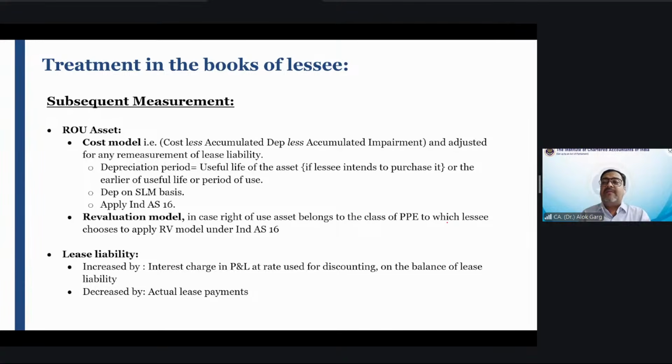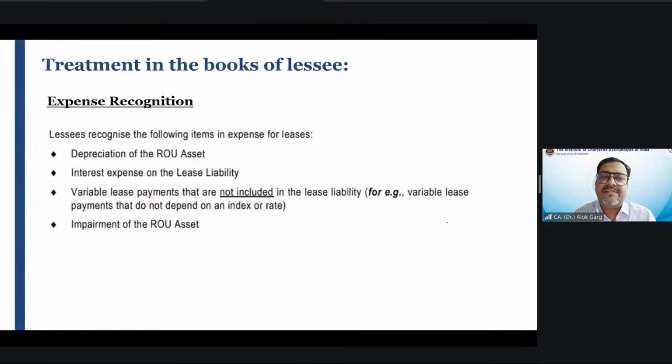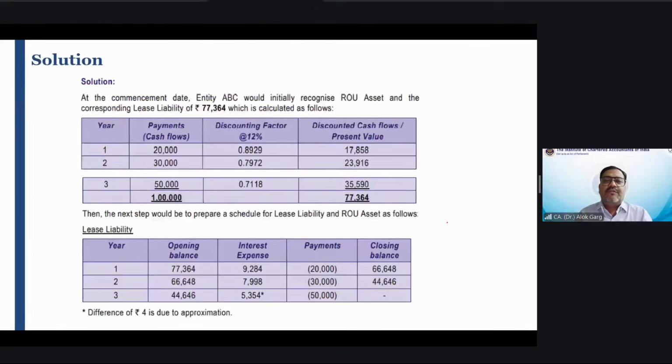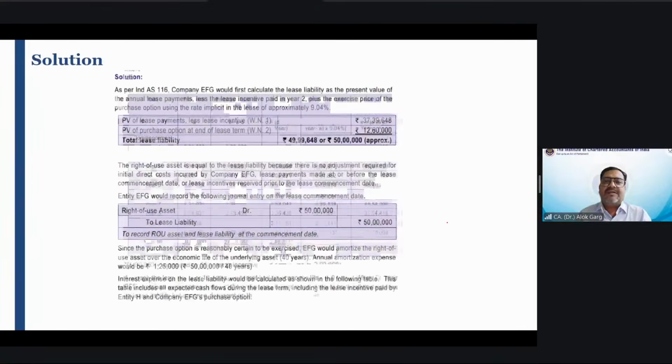And the lessee has to apply the provisions of Ind AS 16 for the purpose of subsequent measurement, like cost model, revaluation model, etc. And this lease liability has to be increased by the interest cost and decreased by the lease payments. Okay. So friends, this is what we discussed.